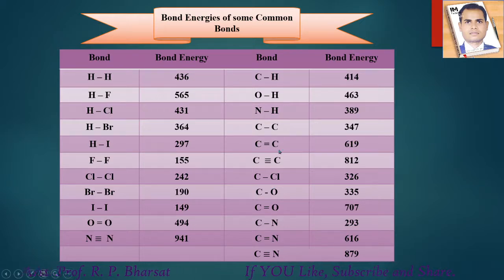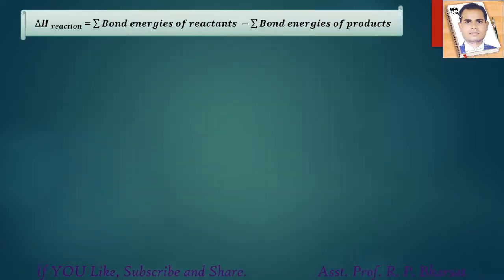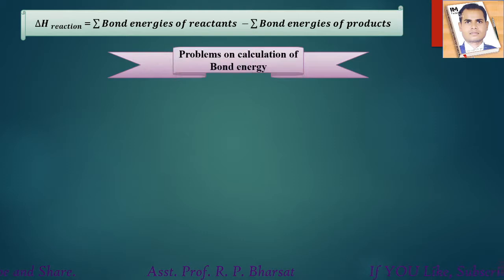So with the help of all this data we can calculate the bond energy of molecules and bonds. Now you will see a formula for the bond energy given. Delta H of reaction is equal to the summation of bond energies of reactants minus the summation of bond energies of products. Next, we have to see problems based on bond energy.